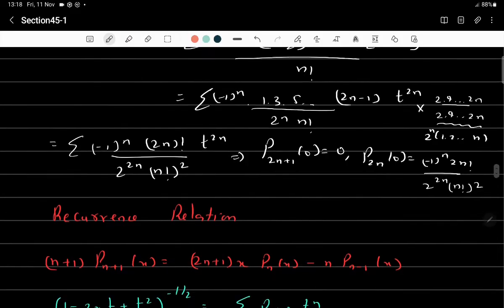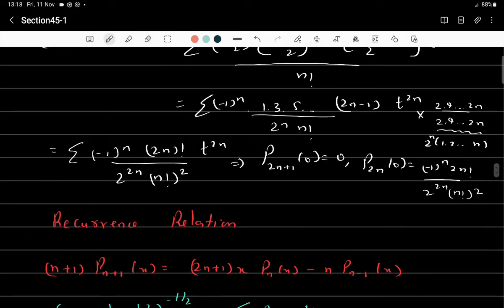Let's discuss the last question. This gives us a recurrence relation. Recurrence relation means you will have a relation between Pn and its preceding terms, or Pn plus 1 and its preceding terms. It's very important to remember the generating function as well as the recurrence relation. We'll see some exercises based on the recurrence relation also. But today we will only see how we prove this recurrence relation, which says that (n+1)P_{n+1} = (2n+1)x P_n - n P_{n-1}.